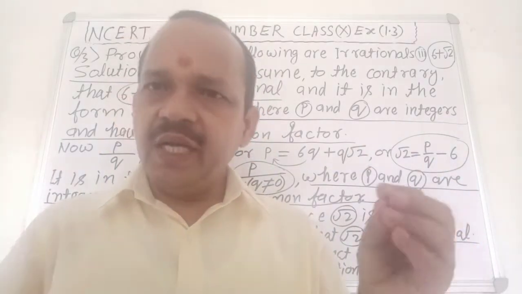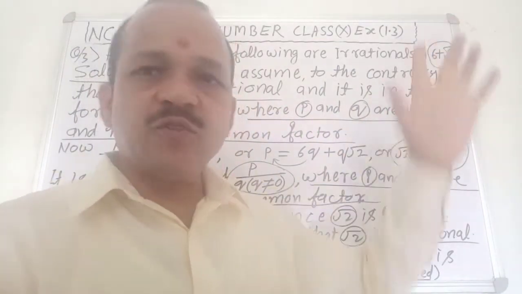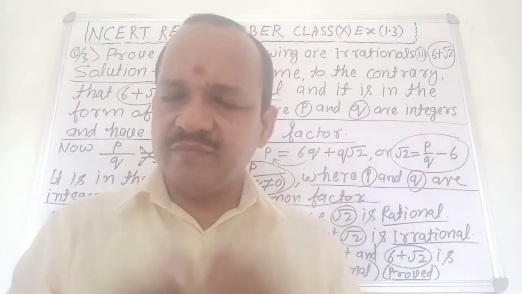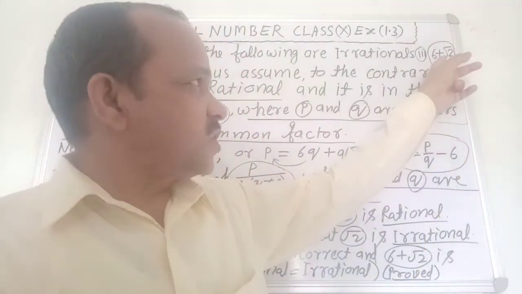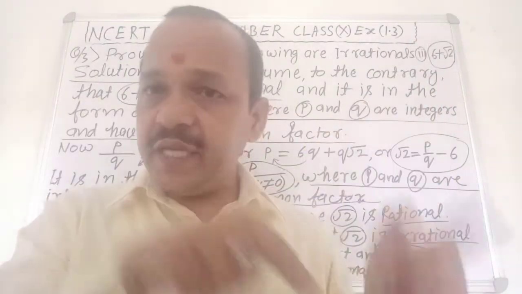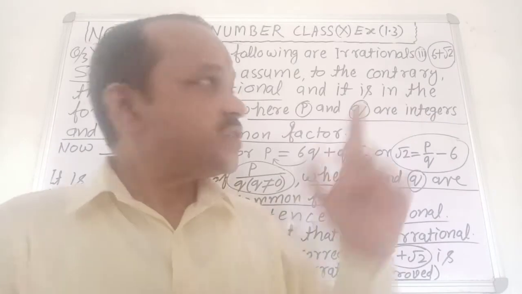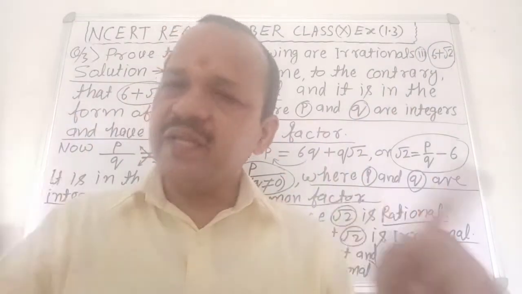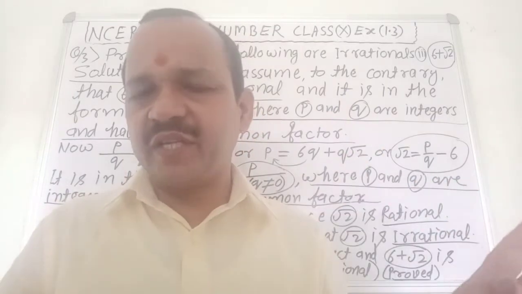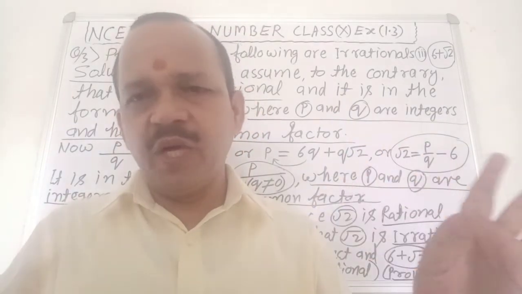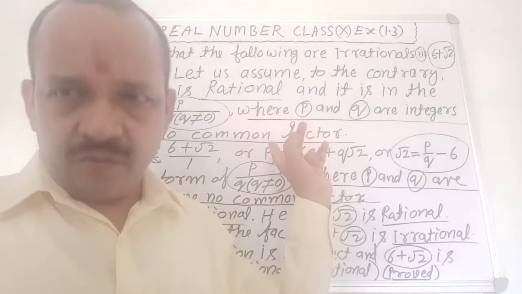Very good. Let us assume to the contrary that 6 plus root 2 is rational, because here you prove 6 plus root 2 is irrational. Then you assume to the contrary that 6 plus root 2 is rational. Contrary, not permanently. Clear? No confusion about my words? Very good. See the board.